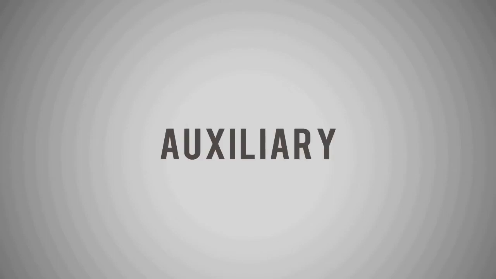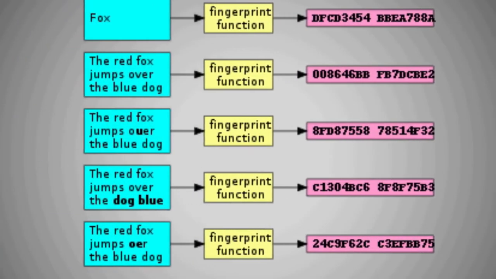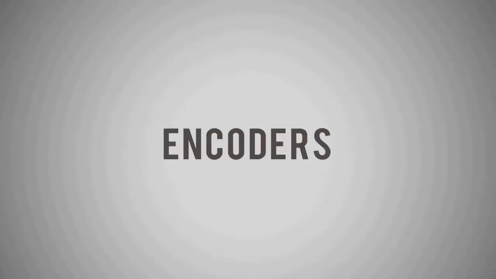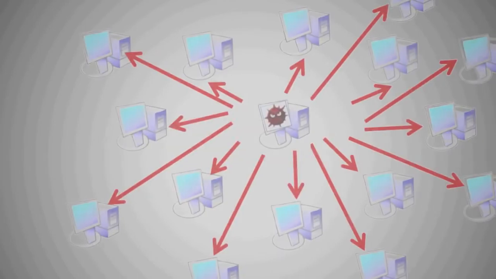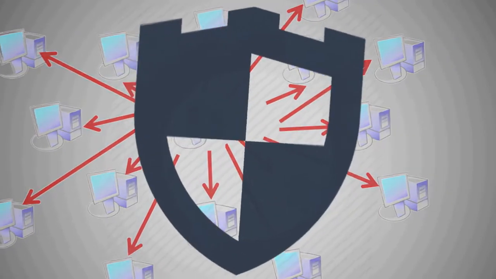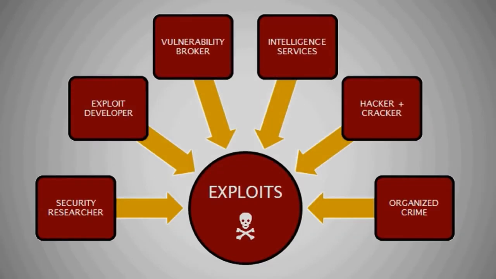Auxiliary modules are a special kind of module that performs specific tasks such as information gathering, database fingerprinting, scanning the network in order to find a particular service, enumeration, and so on. Encoders are used to encode payloads and attack vectors in order to evade detection by antivirus solutions or firewalls. NOP generators are used for alignment, which results in making exploits stable. And finally, exploits, the actual code that triggers a vulnerability.